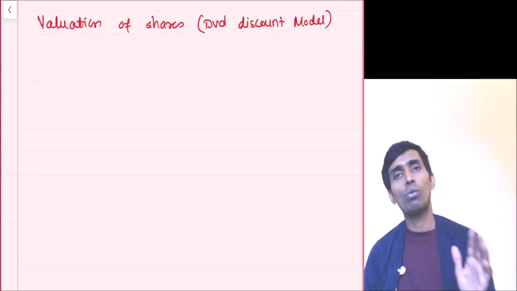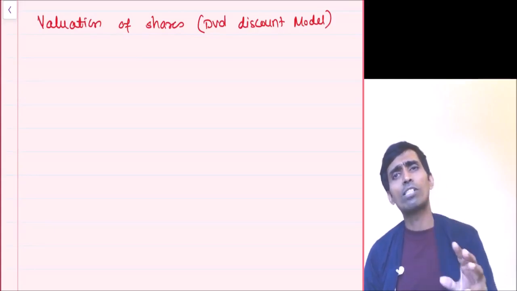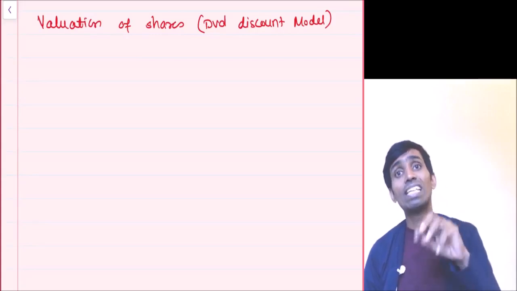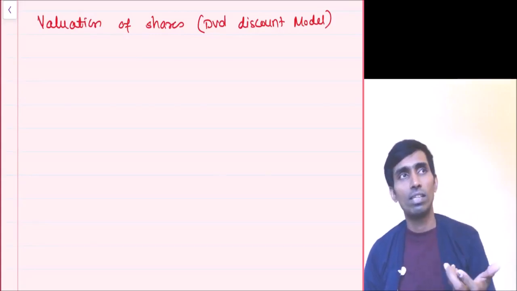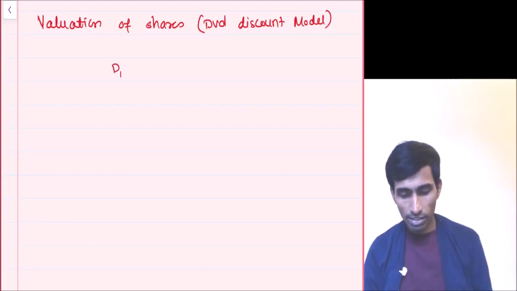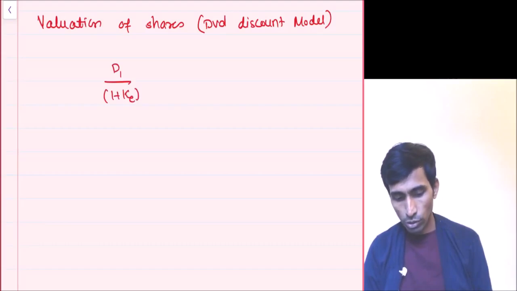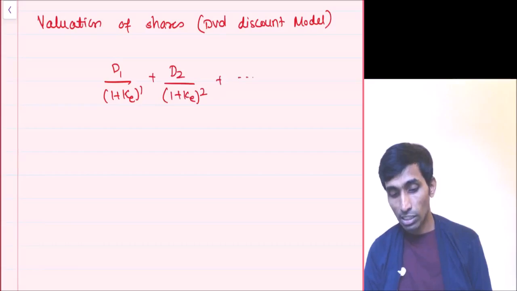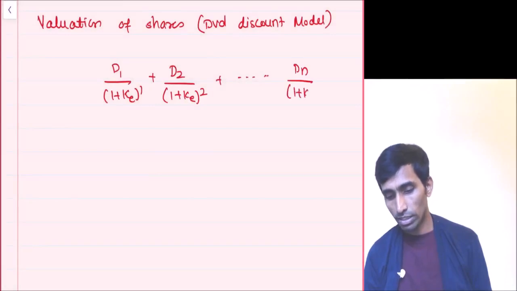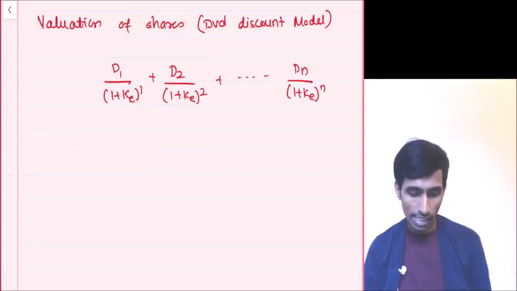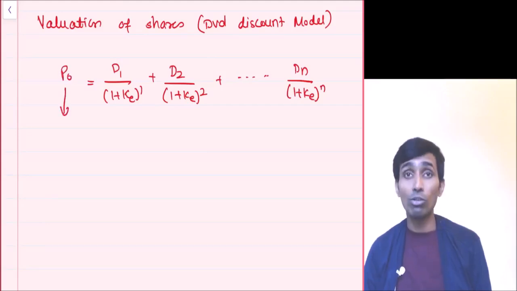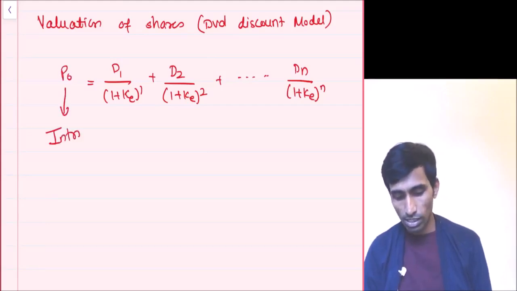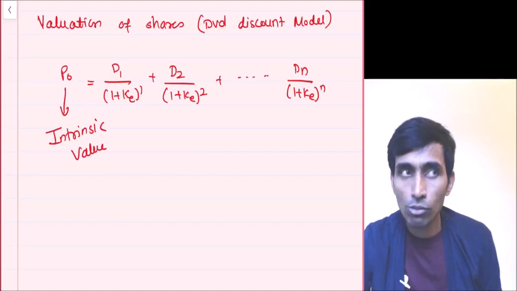To understand exactly what we are doing: whenever there is valuation involved, we pull the cash flows. In equity shares, what is the cash flow? The dividend. So whatever dividends there are, D1 will be discounted at KE, D1 upon (1 plus KE), D2 upon (1 plus KE) whole squared, and like this you keep on discounting till the year Dn upon (1 plus KE) raised to n, and this gives you P0. This P0, the value according to you, is called intrinsic value. Please copy this.